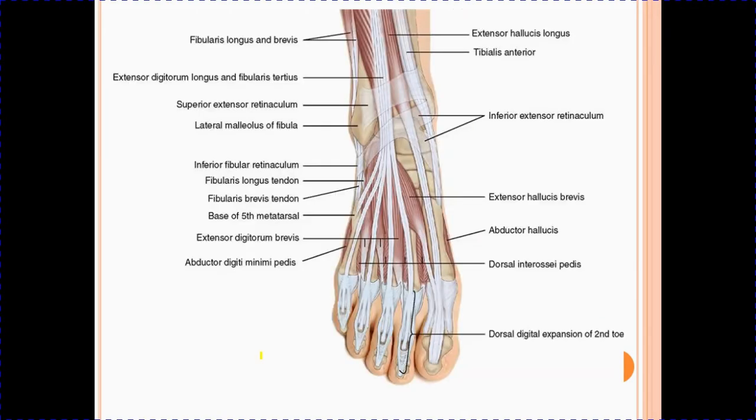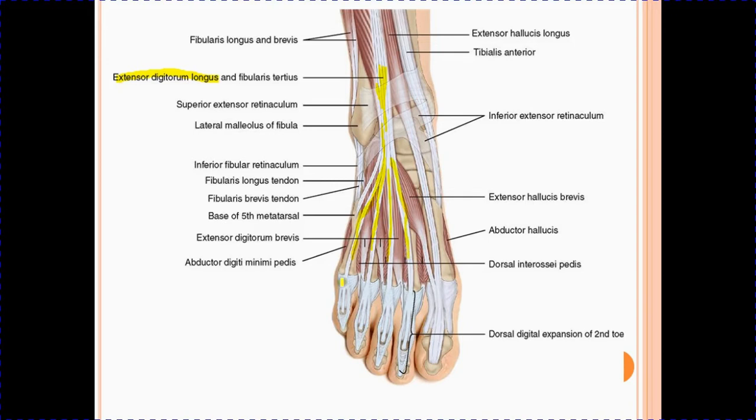Now look in this figure. This is the tendon of extensor digitorum longus. It splits into 4 tendons, right? 1, 2, you can see the second tendon, the third tendon, and the fourth tendon, right? Now these 4 tendons move towards the lateral 4 toes. That is the first point.